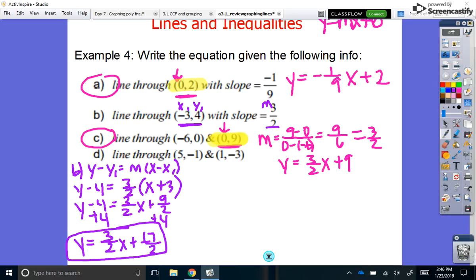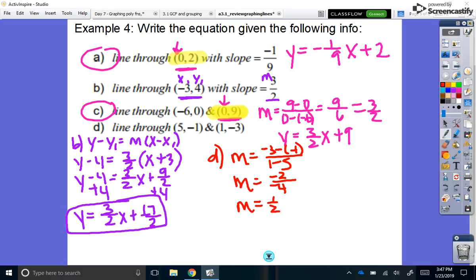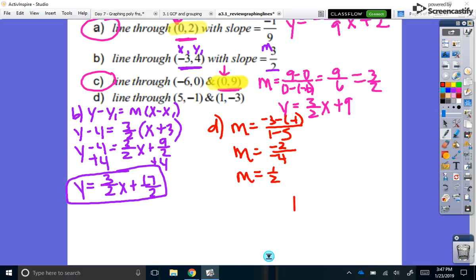Okay, lastly, I'm going to look at problem D. So first I need to find the slope, which I'm going to do using the slope formula. So negative 3 minus negative 1 over 1 minus 5 is going to be negative 2 over negative 4, which is 1/2. Now that I have the slope, just pick one of the 2 points that you want to use with point-slope form. It doesn't matter which one you pick, so I'll just pick the first one. You'll get the same answer regardless of which point you pick.